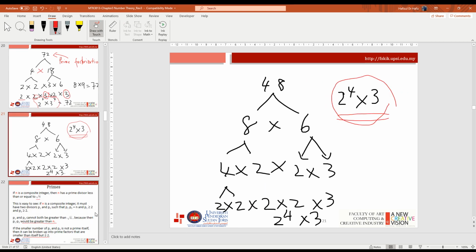Okay, same goes to 48. We have 8 multiplied by 6, and then we have 4 multiplied by 2 multiplied by 2 multiplied by 3. This one is the order of increasing number. And then finally we got 2 power of 4 multiplied by 3 power of 1. And then we got 48.